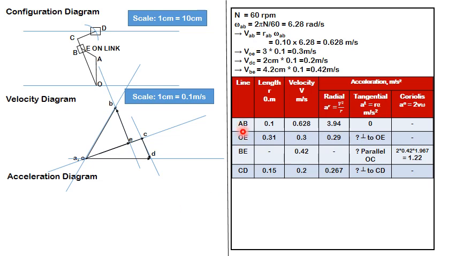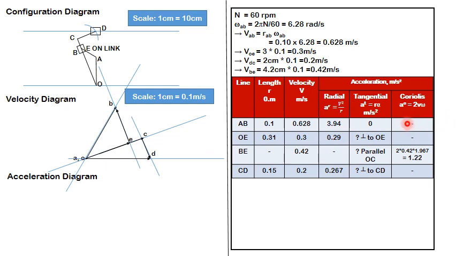So let us start with link AB. The length is known, velocity is known. We can calculate radial acceleration easily because it is v square divided by r. So that's what I have done. And the tangential acceleration for this link AB is 0. Why? The link is rotating with a uniform velocity of 60 rpm. So that's why the tangential acceleration will be 0, as alpha is 0 here.